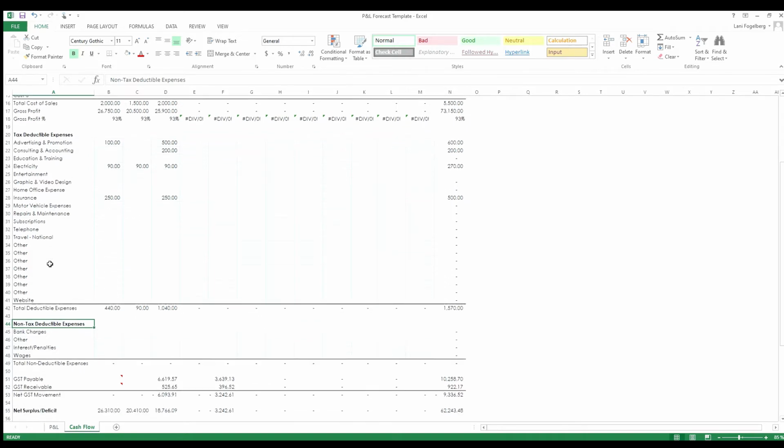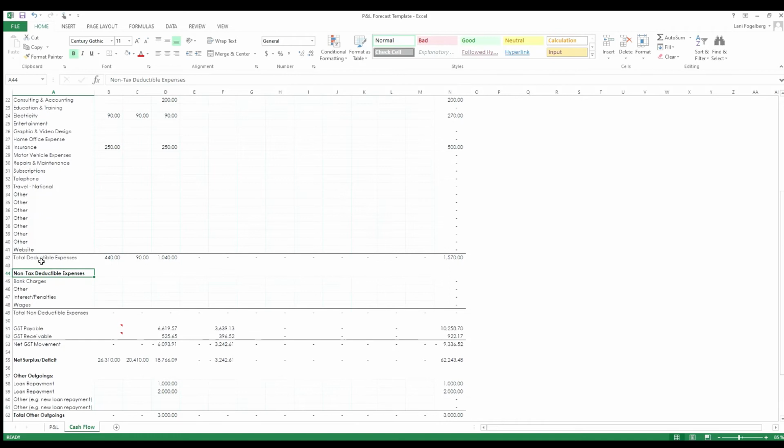The GST on your income and on your expenses is automatically calculated down here. As you can see, for April and May, for this particular imaginary company, the GST payable is $6,619 and GST receivable $525. So that means a net GST movement or a GST bill of just over $6,000.